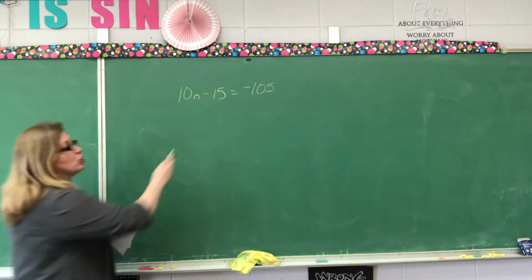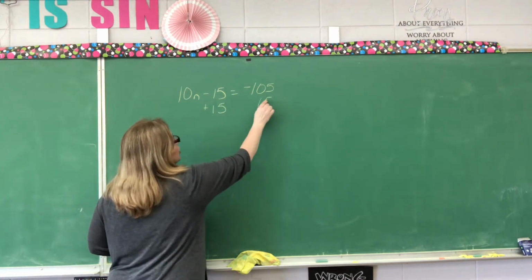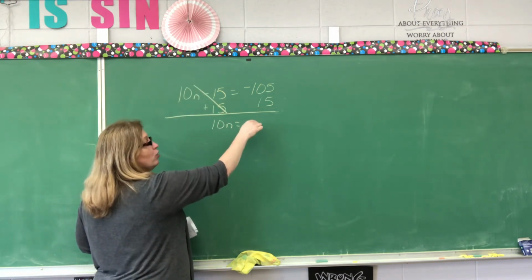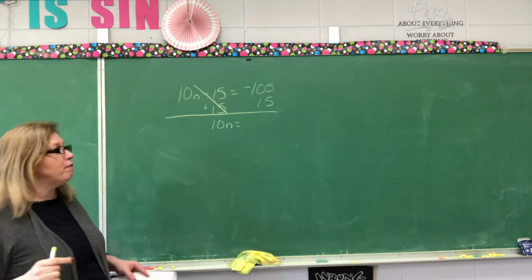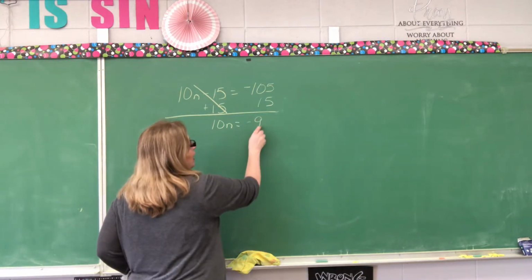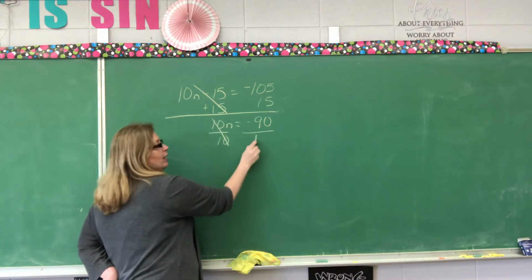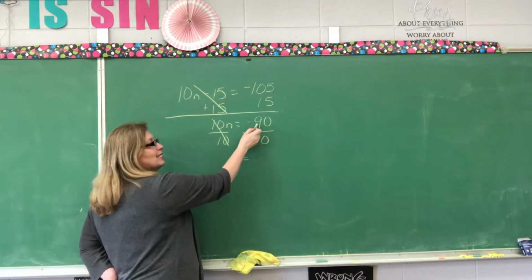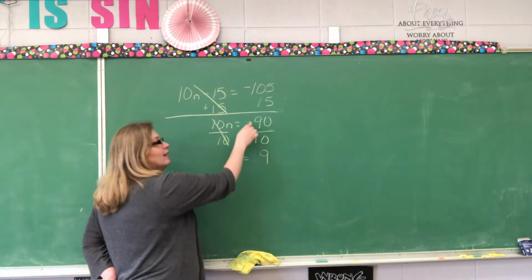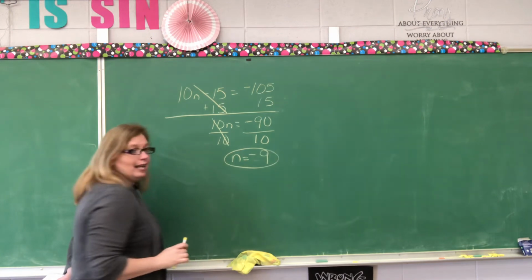Okay, so now what do we do? It says that we're going to subtract 15, so really we're going to add 15. Whatever you do on the left, you must do on the right. Those two cancel, leaving us 10n. Over here, what do we got? We have -105. We're adding 15, so our answer is going to be -90. Now what do we do? Divide each side by 10 so we can get rid of it right here. So we have n equals negative 90 divided by 10. Well, what's 90 divided by 10? 9. This side is negative, this side is positive, so my answer is negative 9.